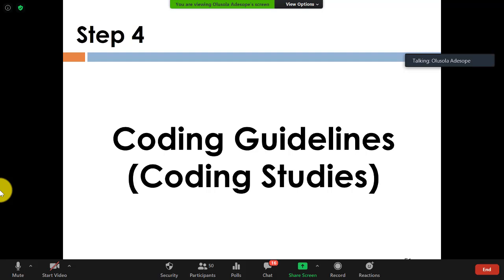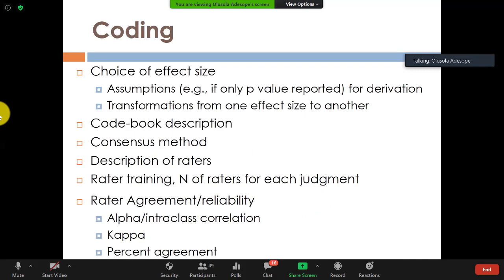Those that you flag for inclusion, you then bring to this step four. You develop a coding form, which could be in an Excel sheet or SPSS. The coding form must speak to your research questions. What are the questions you are trying to answer? What kind of variables do you need to extract from each study that will help you answer those questions?